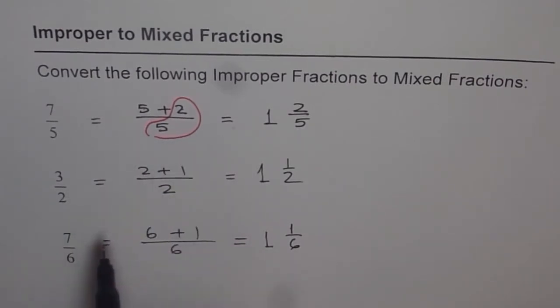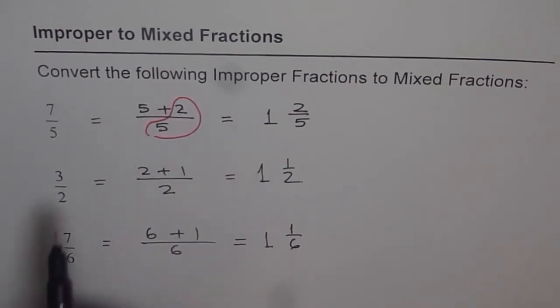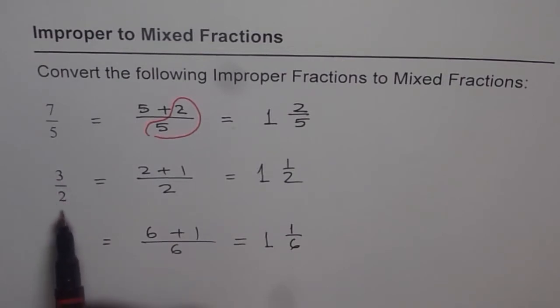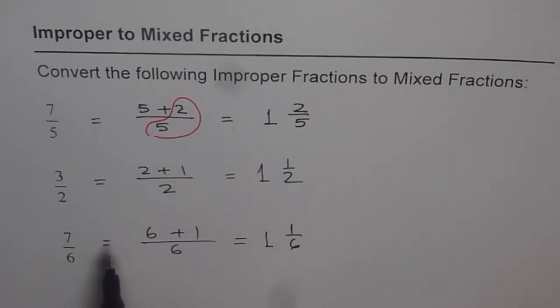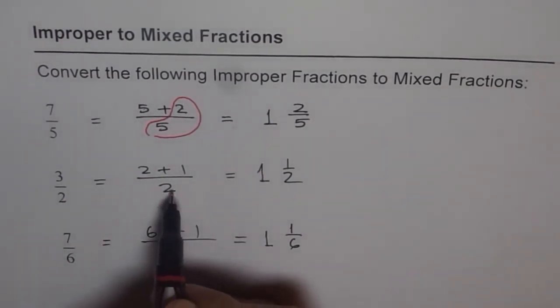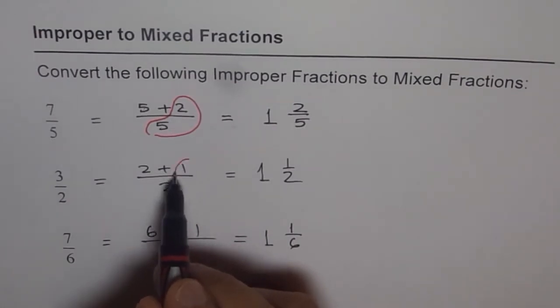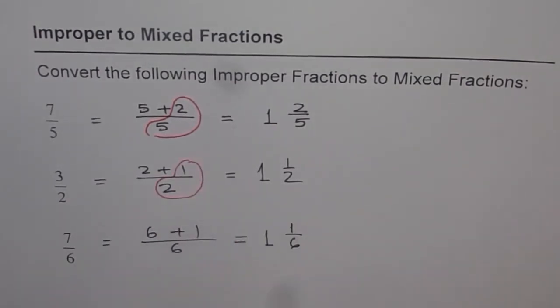So in each case, what did we do? We write the numerator as a combination of the denominator plus some number. That is what we did, right? So you get these two. 2 over 2 is 1 whole. You are left with half. There it is. In this case, 6 over 6 is 1 whole, and you're left with 1 over 6. So that becomes a mixed fraction for you. So that is how we can easily convert improper fractions to mixed fractions, right?